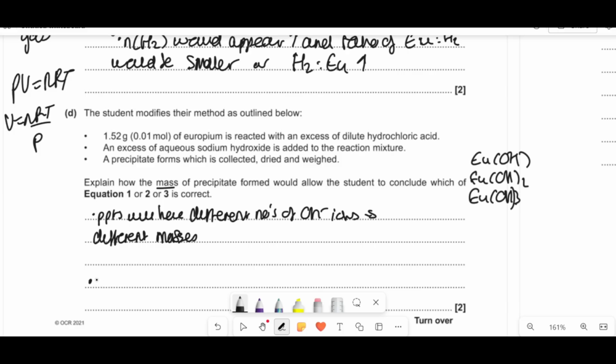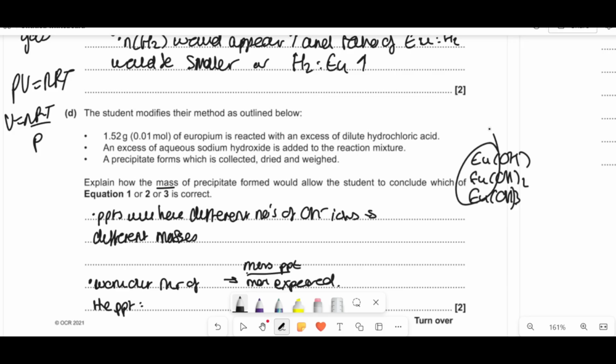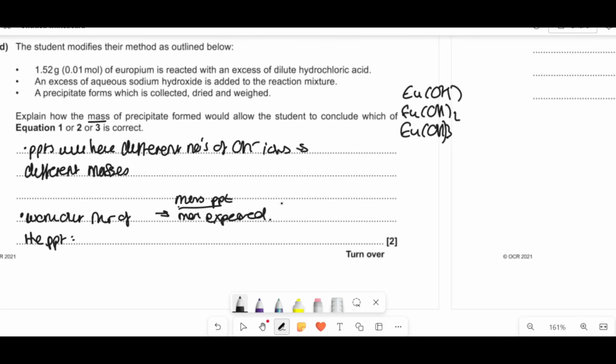So if we have a mass and we want to prove which of those equations is correct, what we could do is calculate the MR of the precipitate. It would be the mass of the precipitate over the moles expected, right? If we have 0.01 moles of europium, there's only going to be 0.01 moles of europium in the end. So you would have the mass of the precipitate divided by 0.01. This would give the MR of the precipitate, and then you can use this to find out which equation is correct. Obviously, turn that into words, but that's exactly what it is.